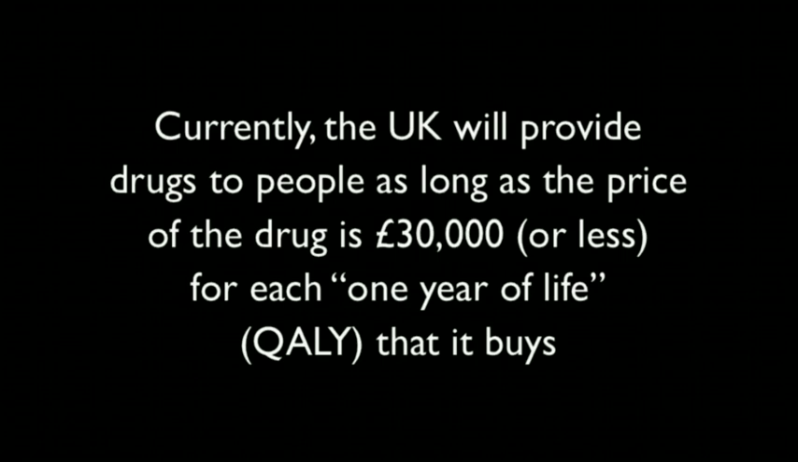Background information, just as a reminder. Recall from the lecture that currently the UK will provide drugs to people as long as the price of the drug is £30,000 or less for each 1 year of life that it buys. And precisely, 1 year of life is going to reference a quality adjusted life year.